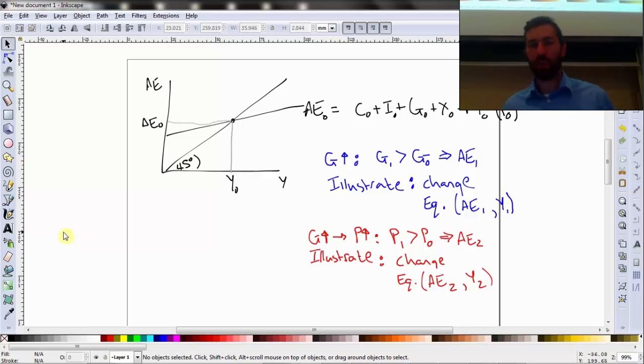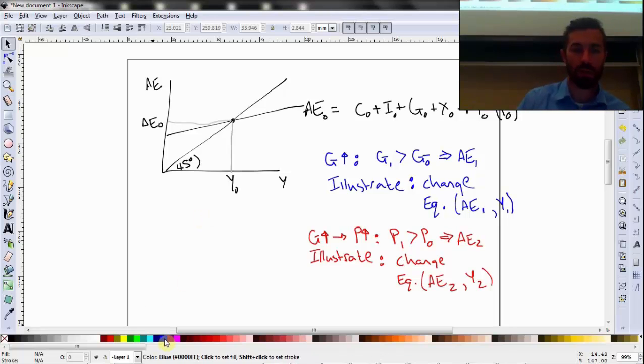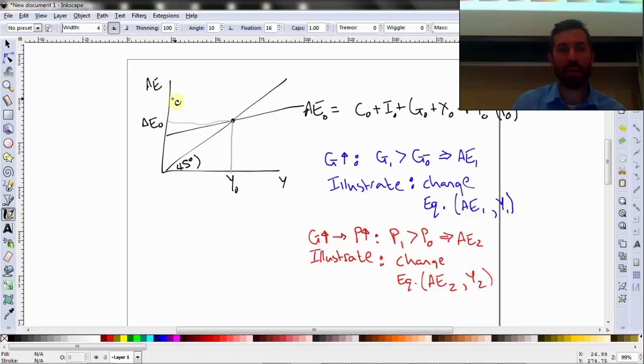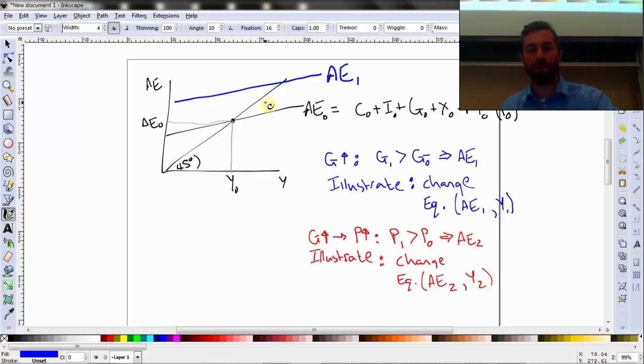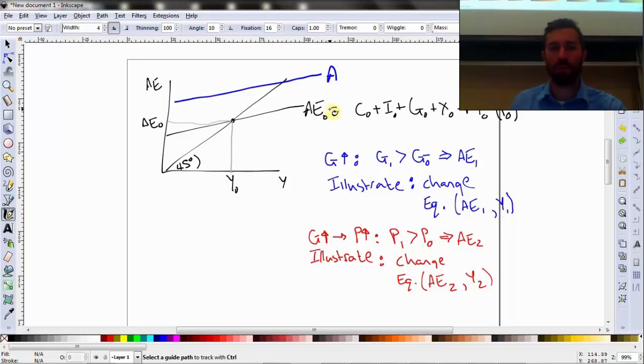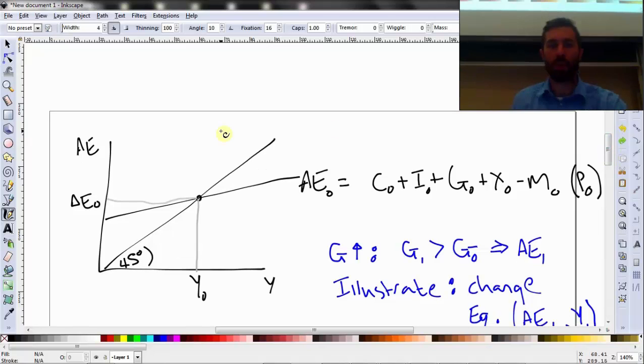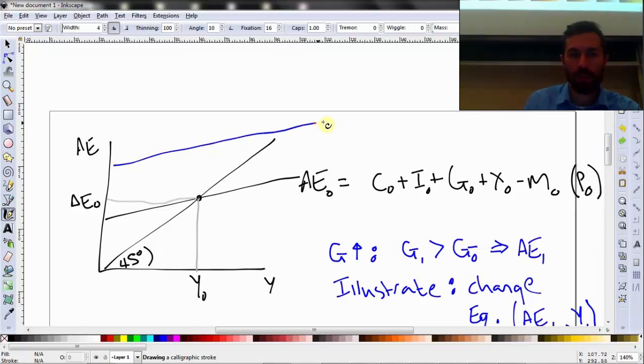Okay, I didn't see anyone having any particular trouble with this, so hopefully that's a good sign. What happens when we have an increase in government spending? Well, our aggregate expenditure curve shifts upwards to AE1, right? Sorry, let me just zoom in a bit.